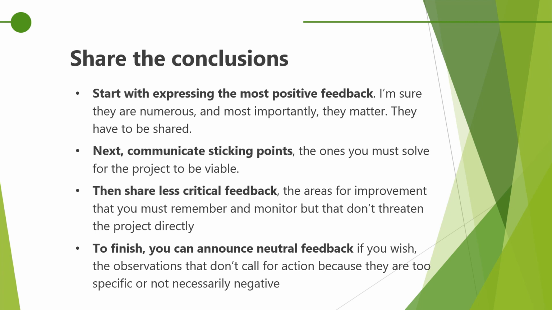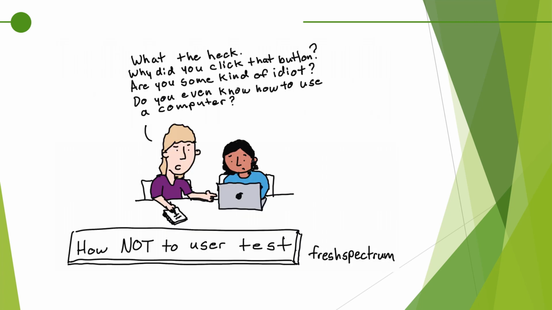Then you want to address the critical issues that need resolution for the project's success. And then after that, you address the areas for improvement, which though not critical, still require attention. And then lastly, you want to mention neutral feedback, observations that are specific or maybe non-critical and may not require immediate action. This is just a cute little cartoon that I found, but basically how not to user test.